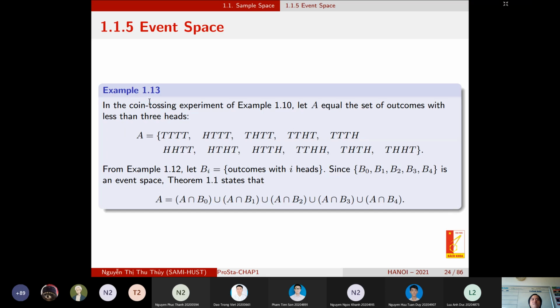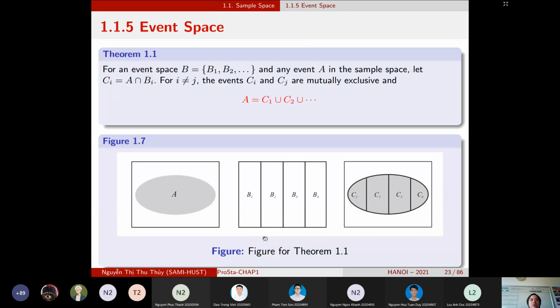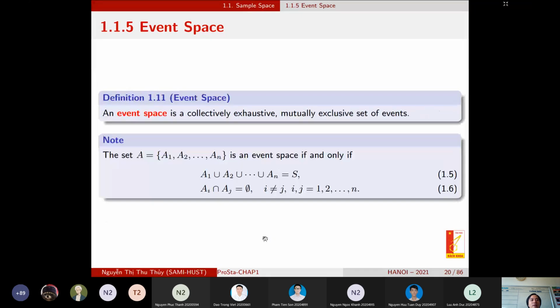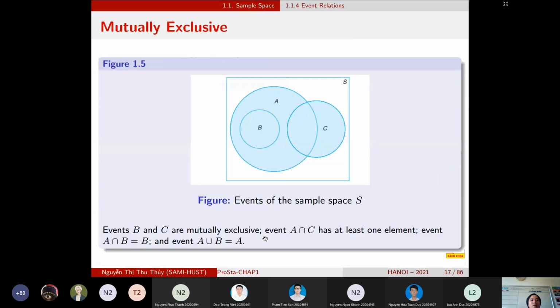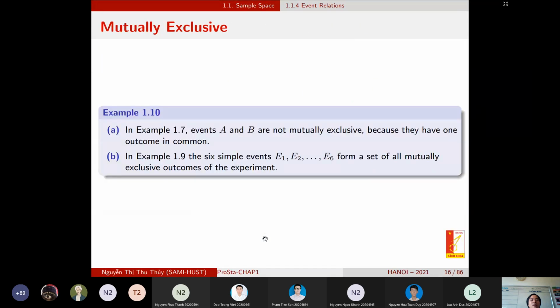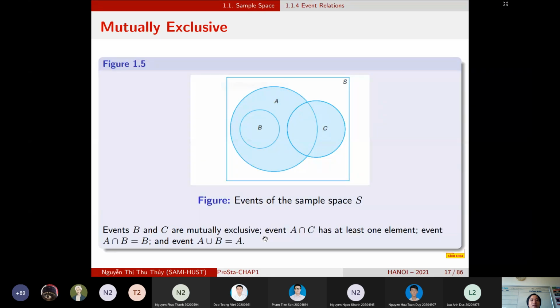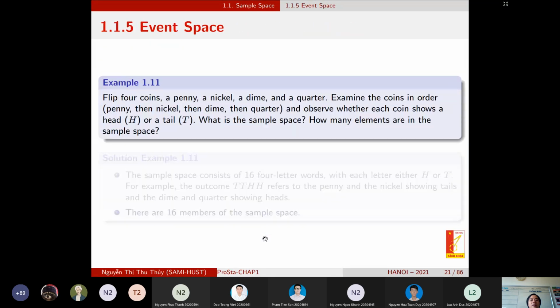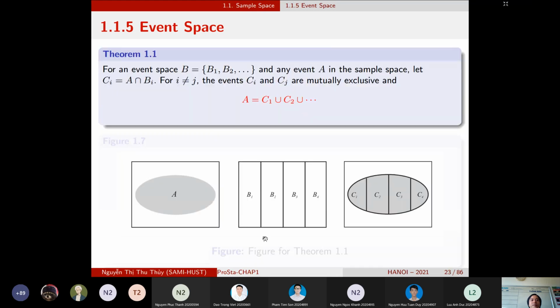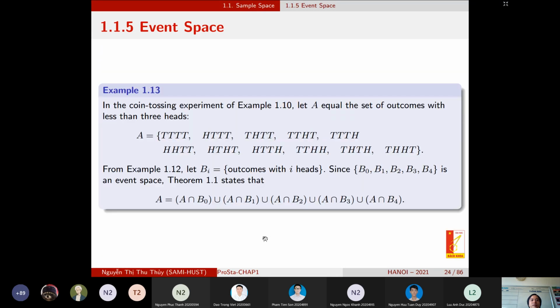And now we consider an example 1.13. Now we consider the same experiment like in example 1.10. We toss... example 1.10. What is that example? In fact, that's example 1.11. Okay.